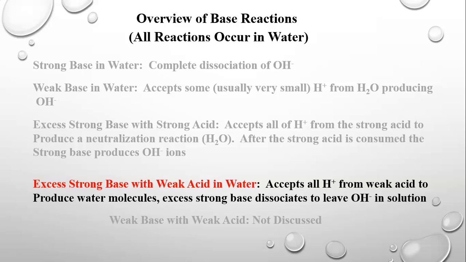The strong base will totally take on the protons from the weak acid. Every weak acid molecule will give up a proton, 100%, to a hydroxide ion. And then after the weak acid has been consumed, been used up, then the rest of the strong base, say the NaOH, will break into Na and OH and leave hydroxide ions in the solution.